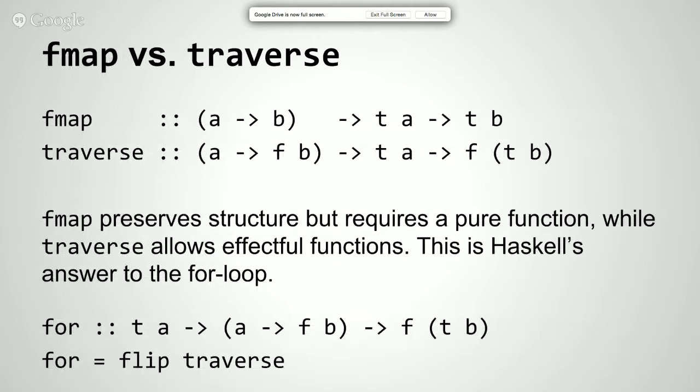Just to underscore this, we have the type signature of fmap, which takes a pure function, no effects, just mapping over the container, and traverse, which takes an effectful function and maps over the container. And so now we can finally answer, where is the for loop in Haskell? For is just flip traverse, and that's your for loop.